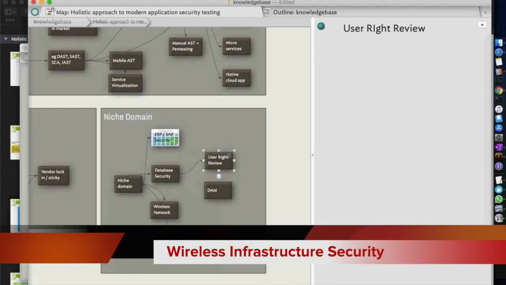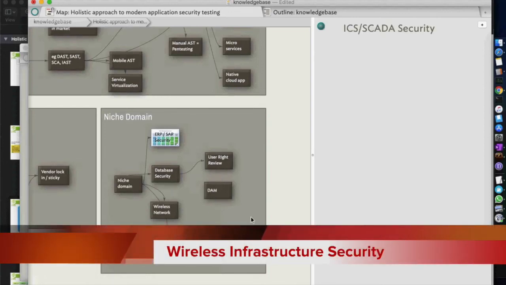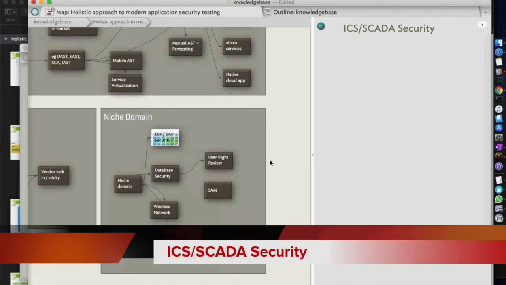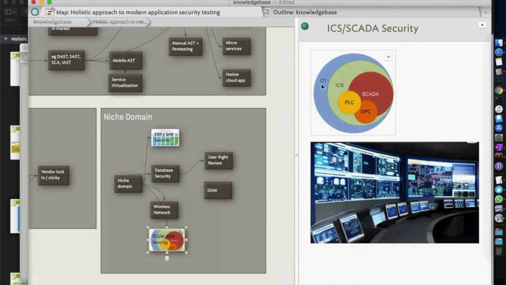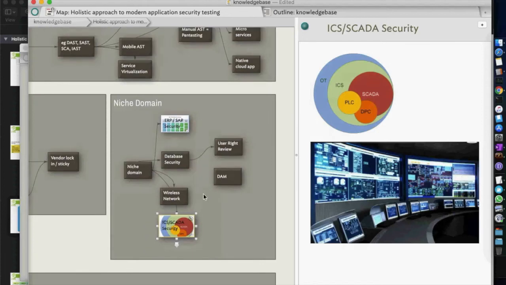Wireless network, of course, we're talking about, and then we're talking about SCADA. Just as we mentioned, SCADA, think of that as OT, right? Nowadays they talk about OT because of SCADA and ICS, and now in a wider area they talk about it as OT. That is becoming an expanding niche domain that needs to be covered.